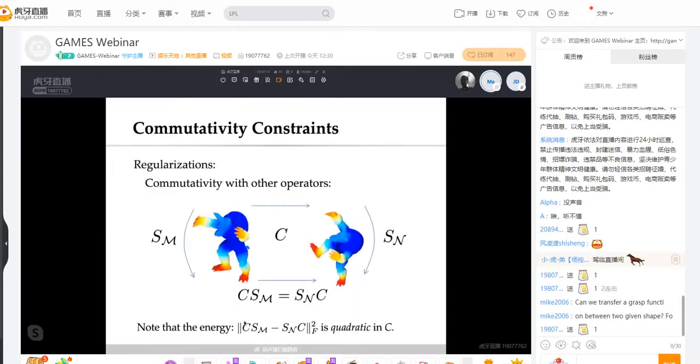Another constraint that's very useful is what we call commutativity with other operators. And what that means is that suppose I have a function defined on one shape, and there's some operator that I can take, let's call it S of m, that takes this function and produces another function on the same surface. So for example, the Laplacian is this kind of operator that takes functions to other functions. And then I can define the following diagram. I say, okay, I first compute S of m and then map it through C. Should be the same as mapping it through C first and then applying S of n. And this can be written in this convenient form. And this energy, if you're solving for C, is quadratic in C, so this is very easy to optimize.